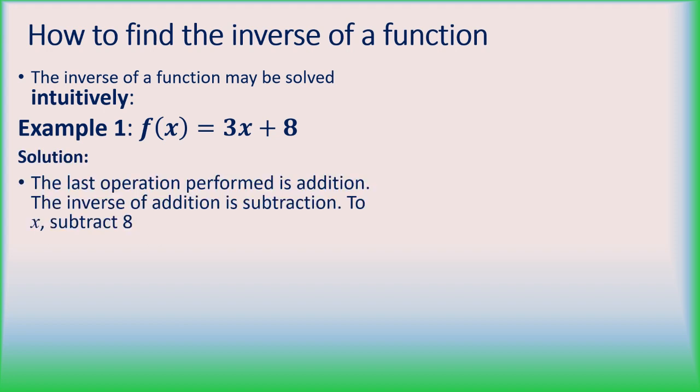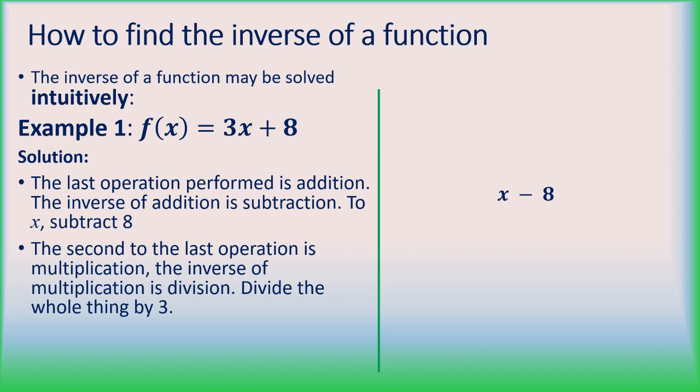So for our solution, the last operation performed is addition. And the inverse of addition is subtraction. So to 2x, we subtract 8. So here we have x minus 8.